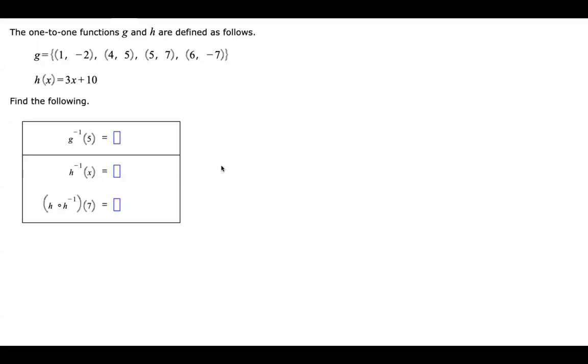Using what we have learned this far, we can figure out the inverse of g, of h, and the composition. So let's start with g. If you have g as 1 comma minus 2, the inverse function needs to be the opposite, like the antidote, the one that will turn the minus 2 back into a 1. So the inverse function is going to be minus 2 comma 1.